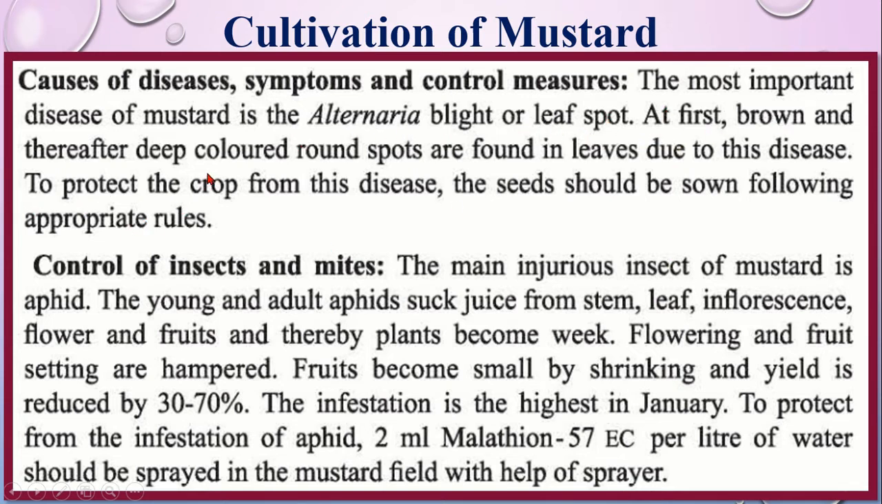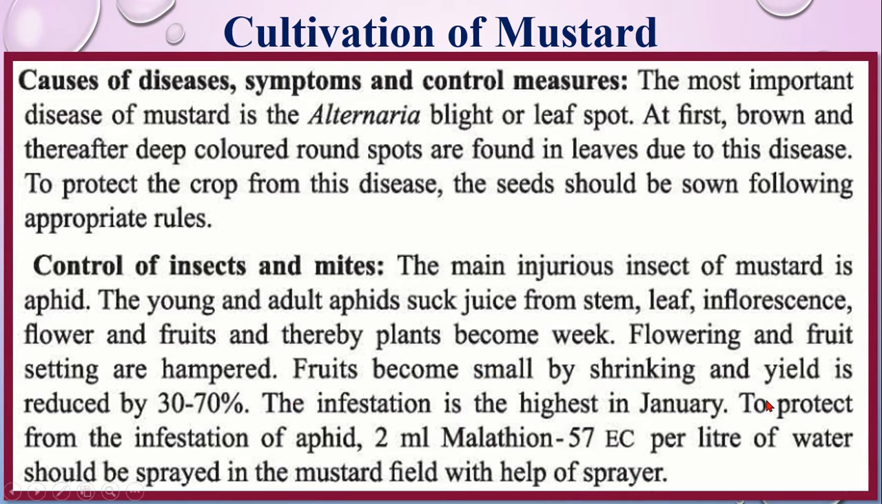Brown and thereafter deep color round spots are found on leaves due to this disease. To protect the crop from the disease, the seed should be sown following appropriate rows. That means when you observe brown and deep color round spots, you have to understand that is leaf spot. And for insects, the main insect of mustard is aphid. The young and adult aphids suck juice from the stem, leaves and inflorescence, hence flowers and fruits, and thereby plants become weak.